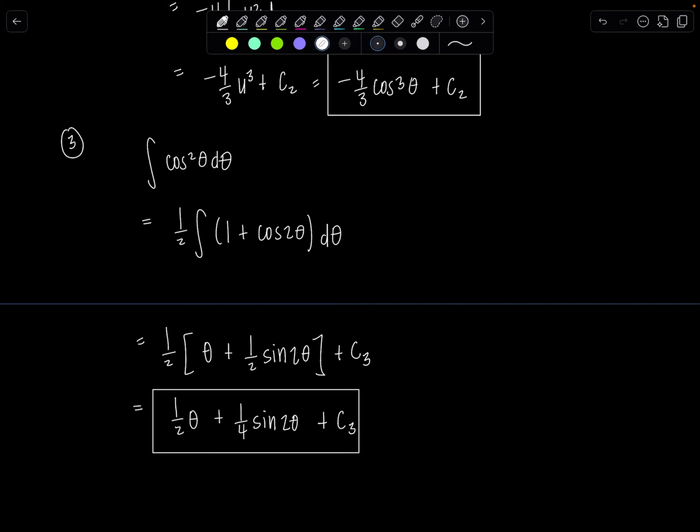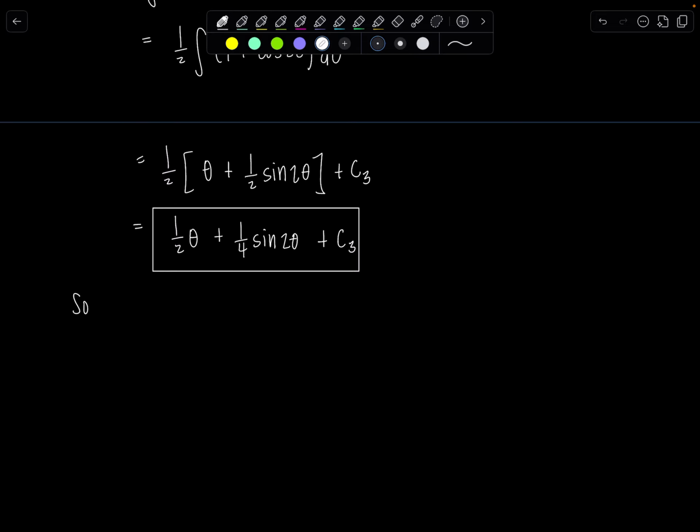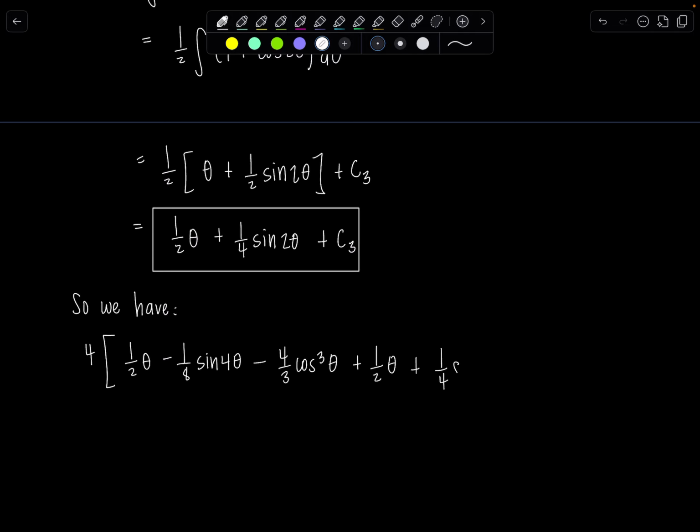Okay, so let's put everything together. So we have 4 times, my first integral gave me 1/2 theta minus 1/8 sine 4 theta. Then we had minus 4/3 cosine cubed theta plus 1/2 theta plus a 1/4 sine 2 theta plus c, and then you got to tell the people who this is. C is c1 plus c2 plus c3.